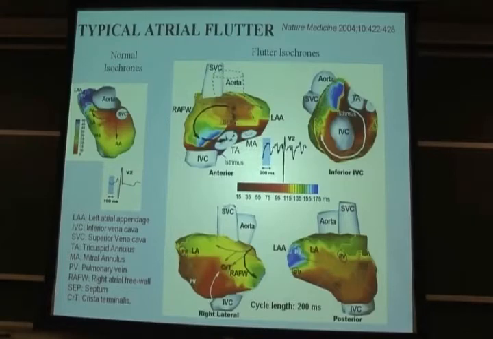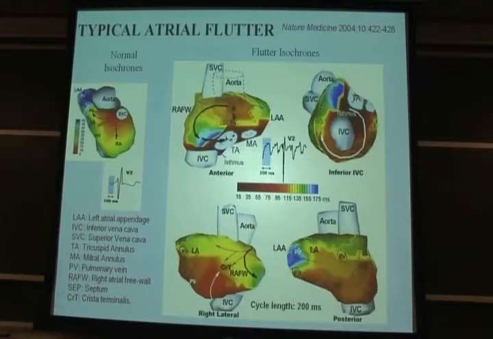And it then slows down, as you can see from the crowding of this isochrone, as it goes through this narrow isthmus between the IVC and the TA. It then penetrates the septum and comes out very close to what's known as the Bachmann bundle. And that goes on and on every cycle, and it emanates secondary wavelets.